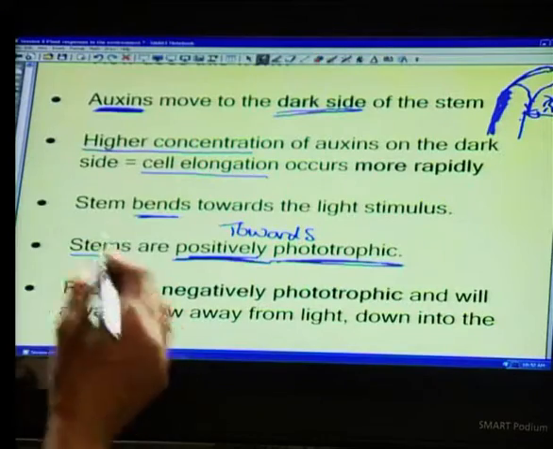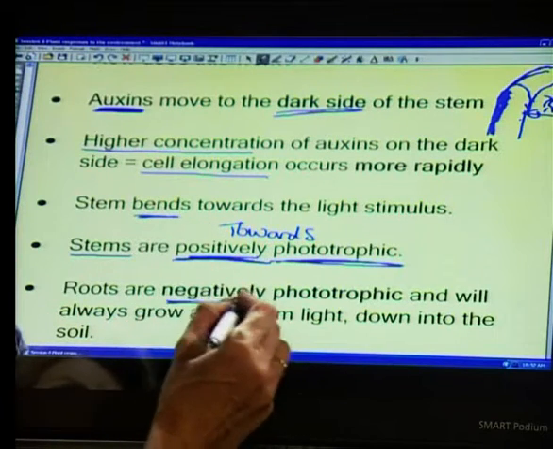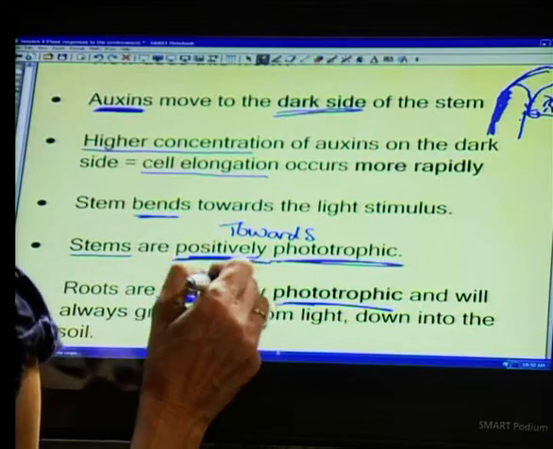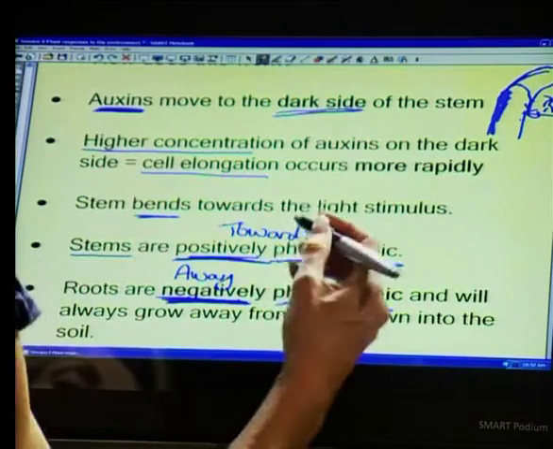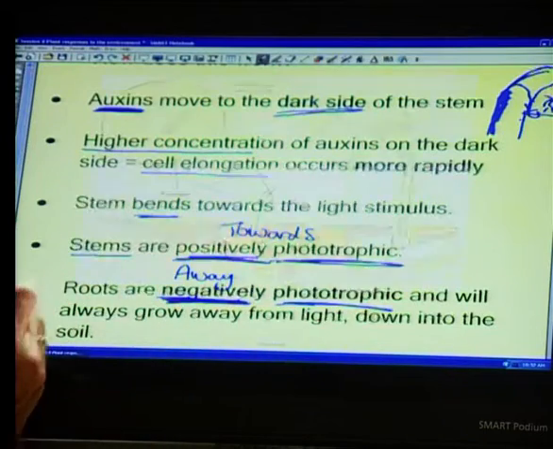The whole thing about phototropism, or auxins and phototropism, and this whole process of tropisms and growth movements is that plants must follow light and they must grow towards the gravity, the roots. Why? Because that's where the water is. All right, roots, however, never grow up. Where do they grow? They grow down. So they are negatively phototropic. Why? They grow away. So if it's positive, it is towards. Negative is away. So they'll grow away from light down into the soil.